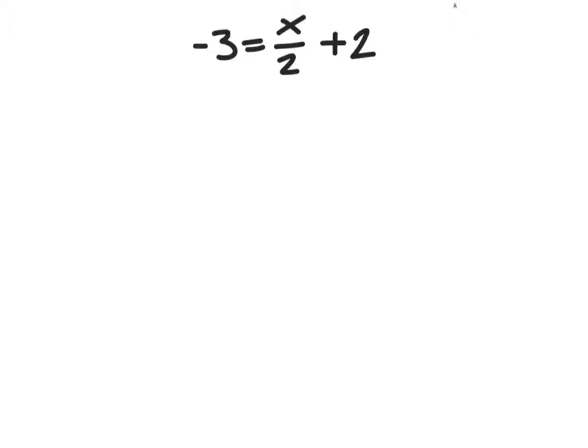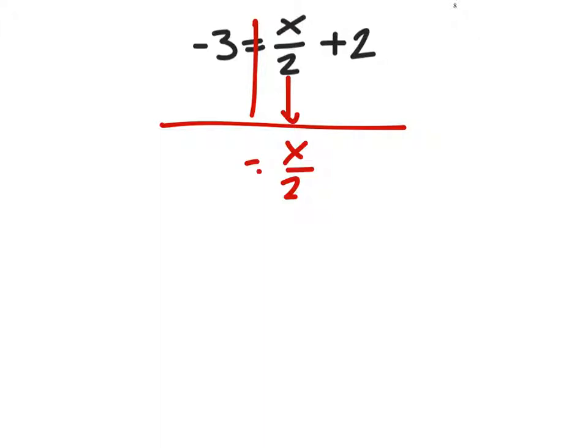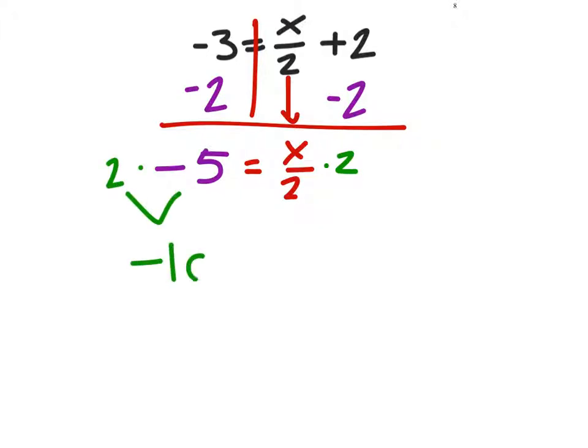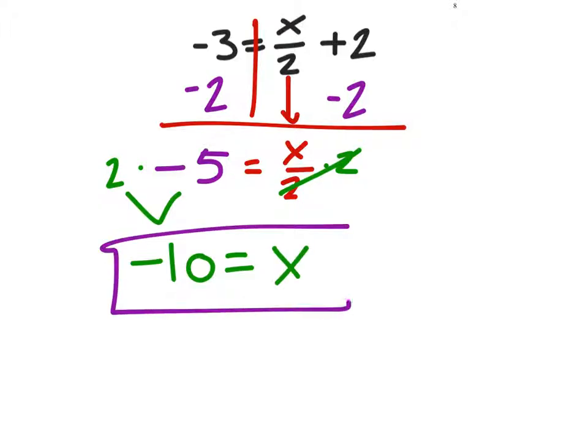So what about this example? I have -3 equals x over 2 plus 2. Again, we want that x over 2 on its own. So how do we get rid of that plus 2? Minus 2. But again, if we do it to one side, we do it to both sides. So -5 equals half of an x. How do we get rid of that half? Times it by 2. So I have 2 times -5, which is -10, equals, the 2's cancel out, and we're just left with the x, which is what we wanted. Bam. There's our answer.